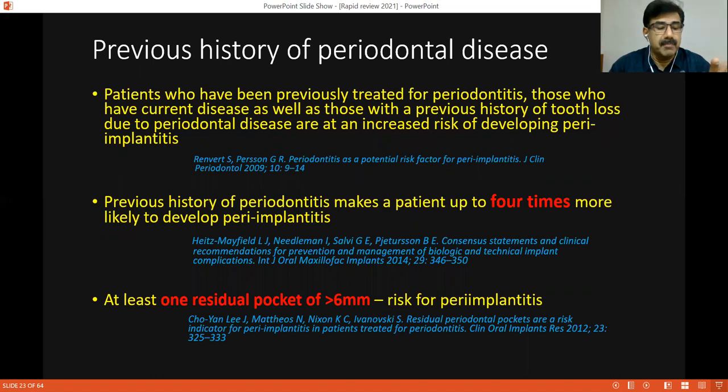Now, the next risk factor is a previous history of periodontal disease, or whether he currently has periodontal disease, or whether he has any tooth loss associated with periodontal disease. Data shows that if a patient has a previous history of periodontitis, the patient is four times more likely to develop periimplantitis. And there is another study which shows that if there is at least one residual pocket of more than 6 millimeter anywhere in the oral cavity, there is a risk of periimplantitis. So the important point here is you have to treat and manage all periodontal disease before you place an implant. And then you should ask the patient to maintain good oral hygiene. So these two things have to be controlled before you venture into placing implants.